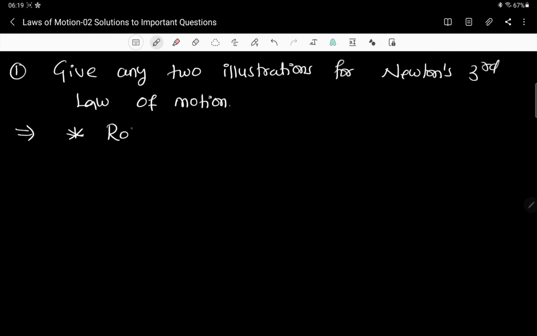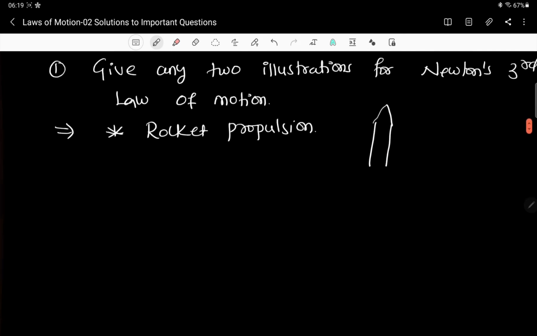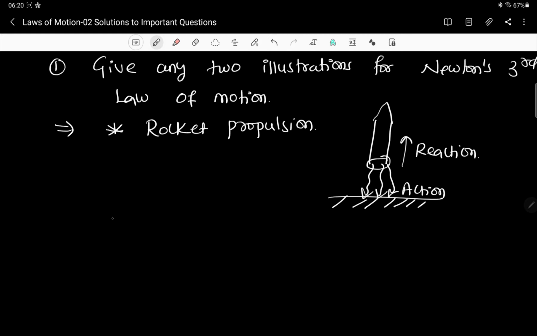The first example, you can give it as rocket propulsion. You know about this rocket propulsion, how it happens. For example, here is the rocket. It will leave all this smoke. On this floor, this smoke is giving all this action, and on the rocket there will be reaction, that's why it will propel. So this example you can give.